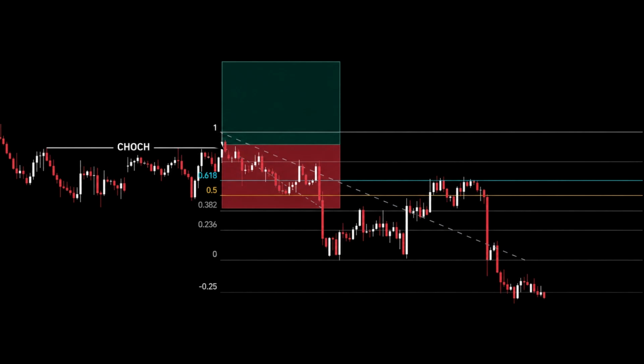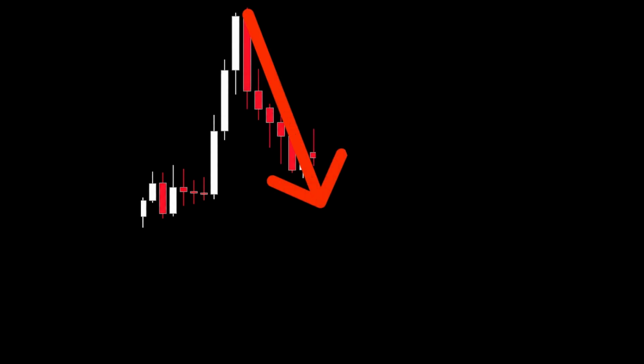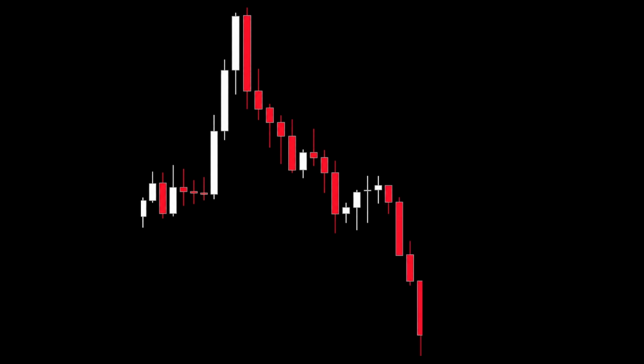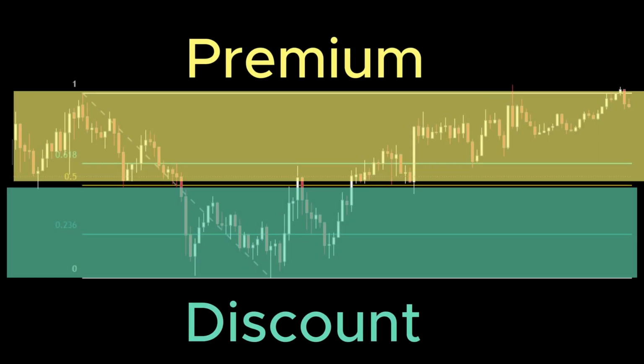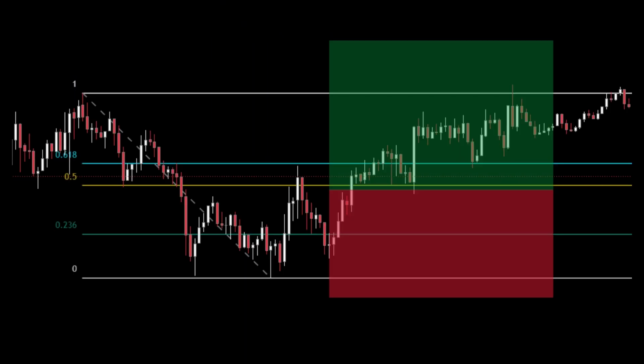Most traders buy exactly where smart money is preparing to sell. They see price flying up, they jump in late, and seconds later, boom, price reverses. Why? Because they bought in premium. They bought when price was expensive. Today, I will show you a simple strategy that helps you avoid that mistake.